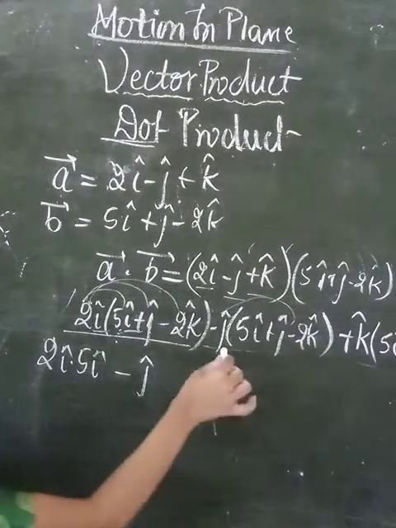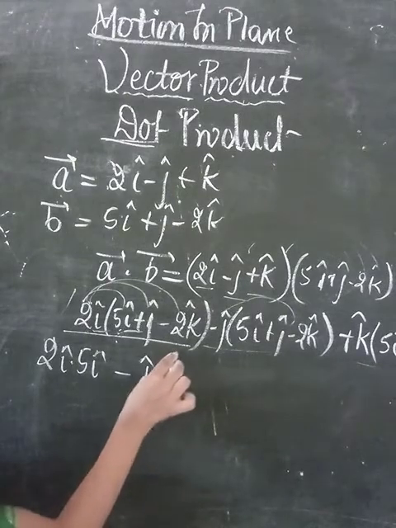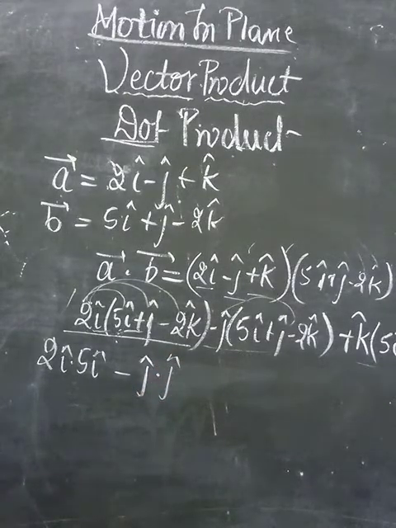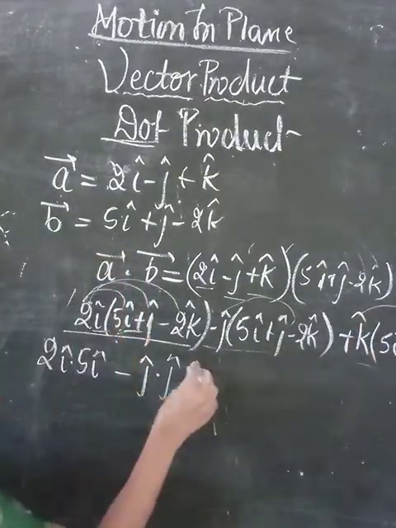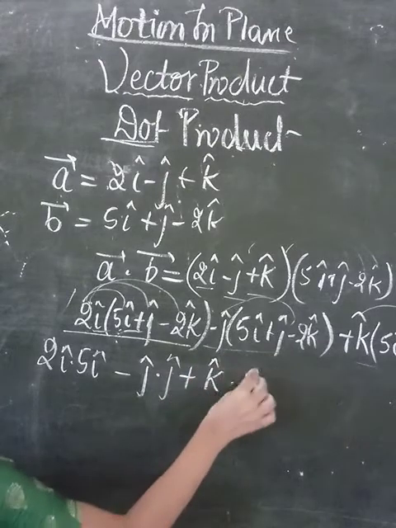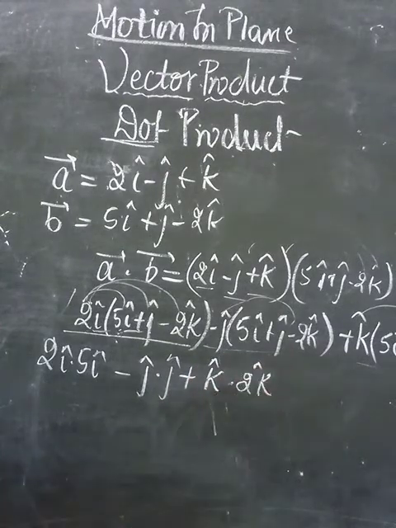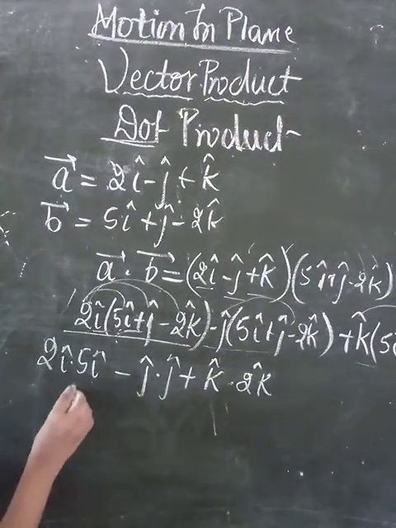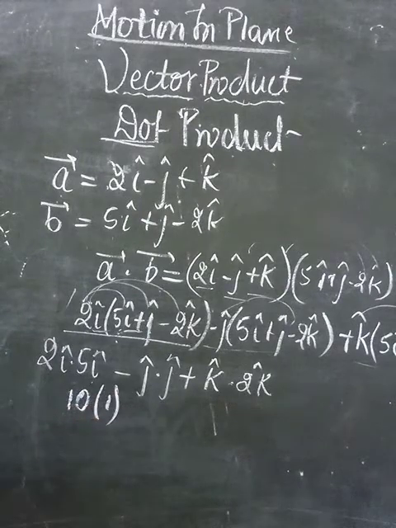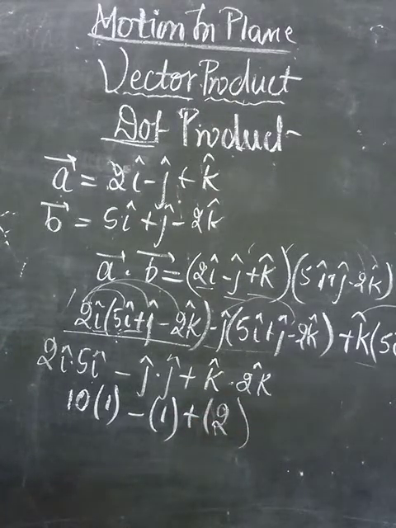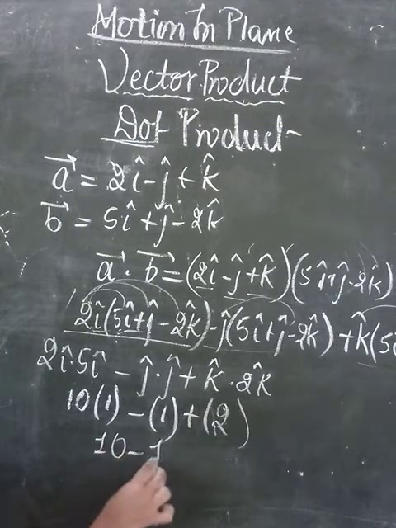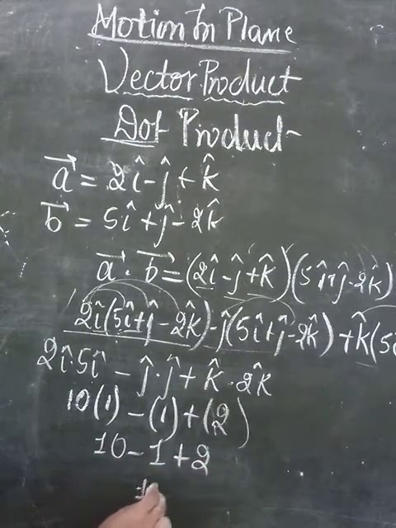So we can write j dot j will be 1. So minus j dot j, because there is no coefficient for j. So we will not be using the other vectors. Here k will be multiplied to the k vector, then plus k dot 2k. Now we have learned that whenever the unit vectors are the same, then the product will be 1. So i dot i will be 1. So 2 fives are 10 and it will be 1. Minus j dot j will also be 1. Plus k dot k will also be 1. But here 2 is also there, so 2 ones are 2. Now this is 10 minus 1 plus 2. So it will be 11.